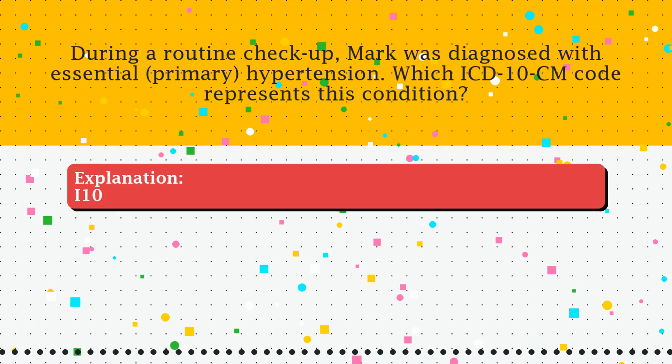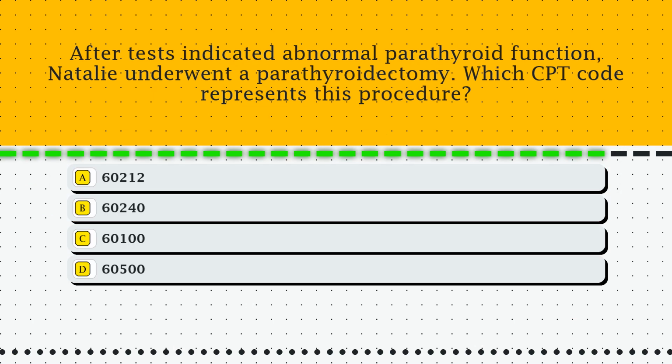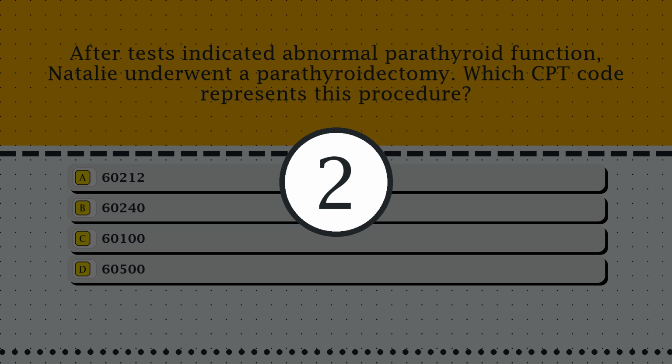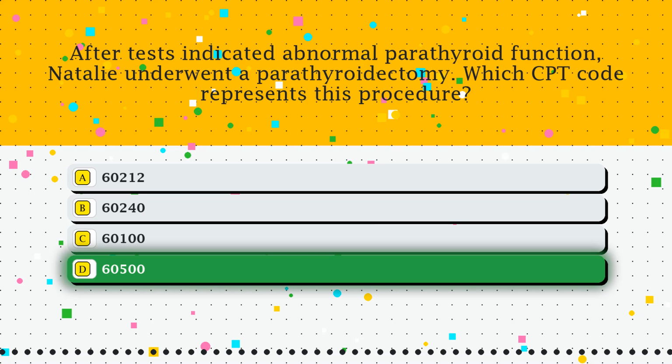Question 204. After tests indicated abnormal parathyroid function, Natalie underwent a parathyroidectomy. Which CPT code represents this procedure? Option A, 60,212. Option B, 60,240. Option C, 60,100. Option D, 60,500. The correct answer is option D, 60,500.